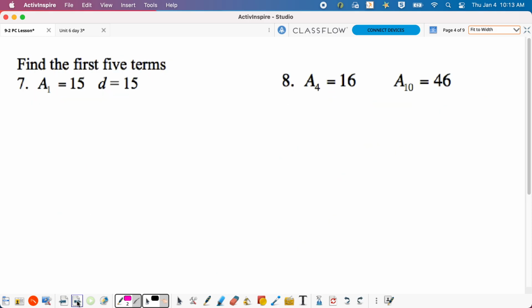All right, next. The next 3 problems we're going to do 2 different ways. The first way is I'm going to give you the first term, like number 7, where my first term is 15, and I'm going to give you the common difference of 15 also. This one's pretty straightforward. So what I'm looking for is the first 5 terms. I already know the first one is 15, and they're telling me to go from one term to the next, I'm going to add 15, so that's all I'm going to do on this problem. I'm going to keep adding 15 until I get all 5 terms.